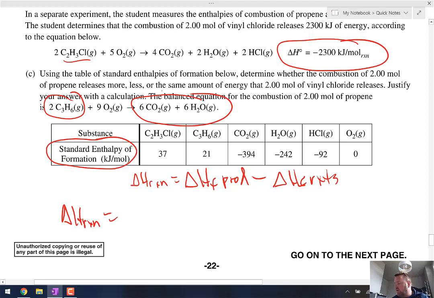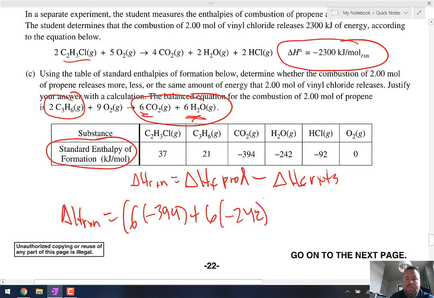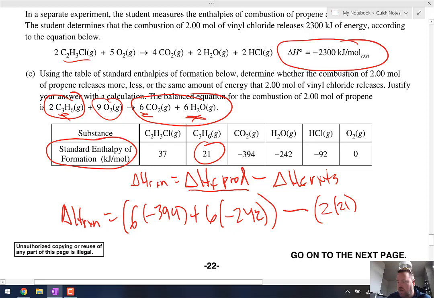So our products are CO2 and H2O. So there are 6 CO2 molecules. So 6 times negative 394 plus 6 waters. So 6 times negative 242. And those are our products. So enthalpy of formation of the products minus the enthalpy of formation of the reactants. C3H6 has an enthalpy of formation of 21. So we're going to go 2 times 21. And then oxygen is in its elemental state. So it has an enthalpy of formation of 0.